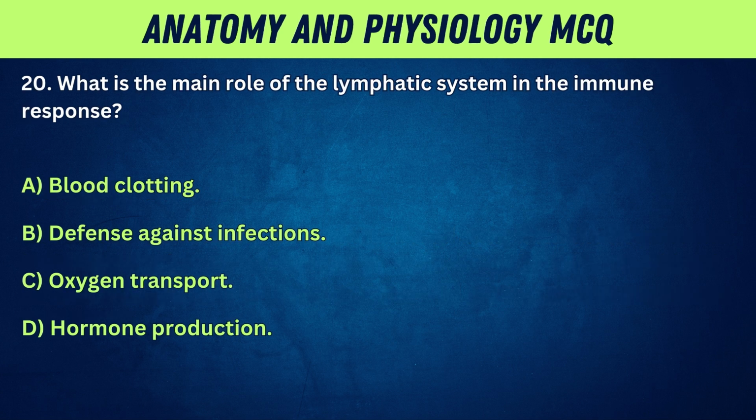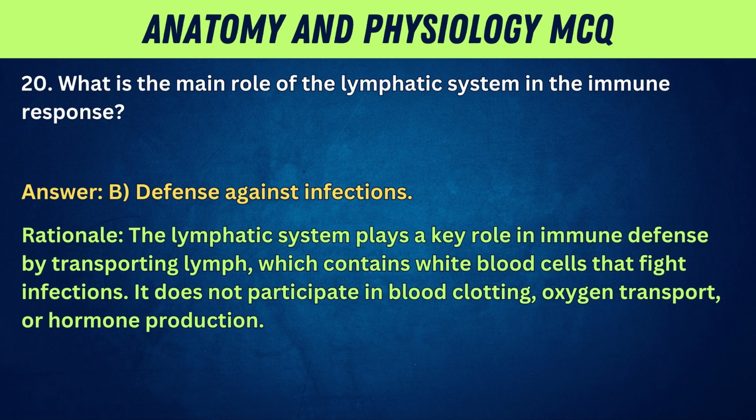20. What is the main role of the lymphatic system in the immune response? A. Blood clotting. B. Defense against infections. C. Oxygen transport. D. Hormone production. Answer: B. Defense against infections. Rationale: the lymphatic system plays a key role in immune defense by transporting lymph, which contains white blood cells that fight infections. It does not participate in blood clotting, oxygen transport, or hormone production.